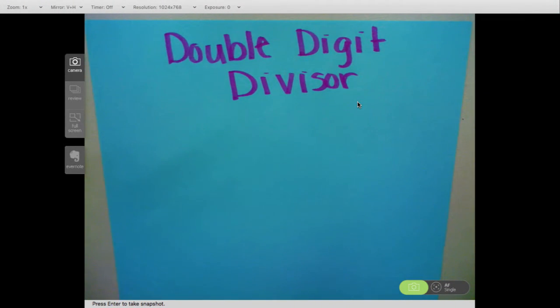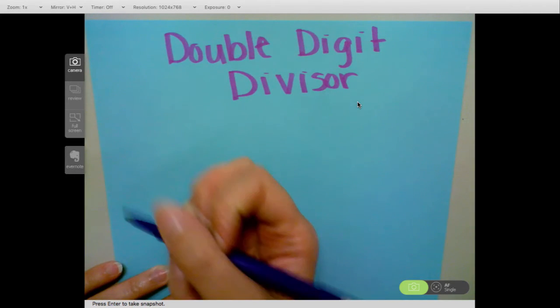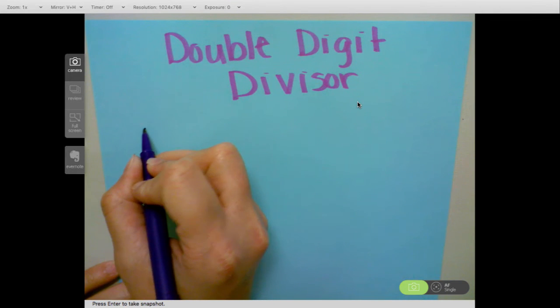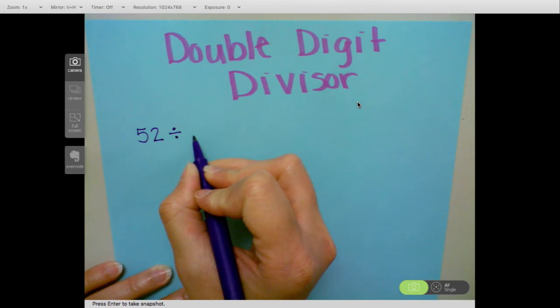Okay, this is Mrs. Applegate, and we are going to work on double-digit dividing with a double-digit divisor. First, we're going to start off just with some practice with some of your regular long division. So let's do 52. We're going to divide that by 4.